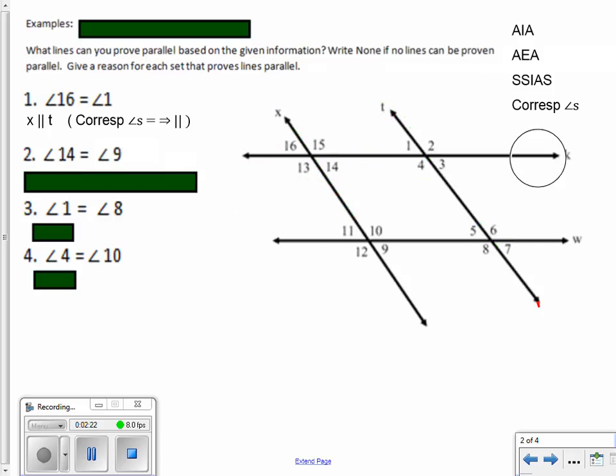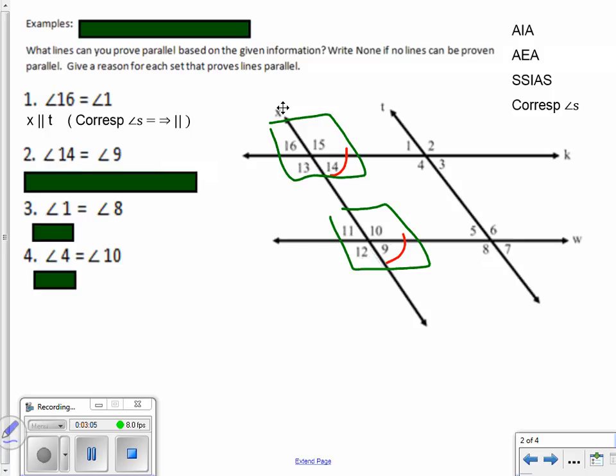So again, you have to do some thinking, based on the angles that you have, about which one is the transversal, and then which two are the lines that your transversal cuts. Okay, so let's look at number 2. Angle 14 equals angle 9. Here we have angle 14, here we have angle 9. This one is really similar to number 1. Again, if we make our box right here and a box right here, 14 and 9 are corresponding angles. And if our corresponding angles are equal to each other, that tells us that our lines are parallel.